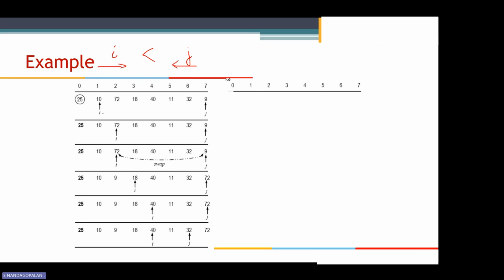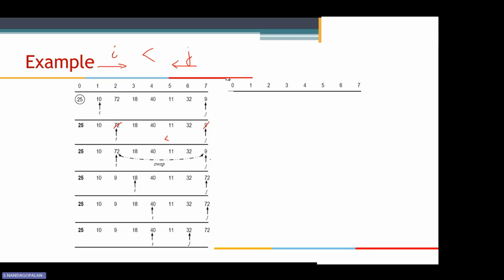Okay, so observe carefully. 10 is less, so move i. i comes to 72. 72 is not less than 25, that is the pivot, so stop i. Switch to j. 9 is less than 25, it's not greater, so stop j. Since i is less than j, i's index is 2, j's is 7, so 2 is less than 7. So you swap the elements pointed by i and j. You can see the swapping: 9 will come here and 72 will come here.